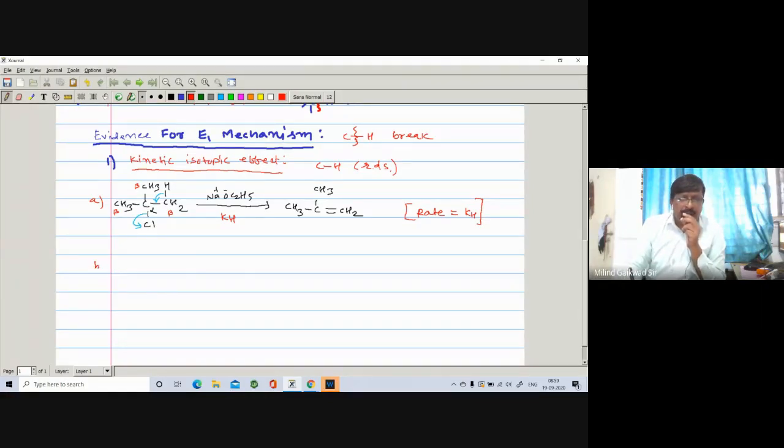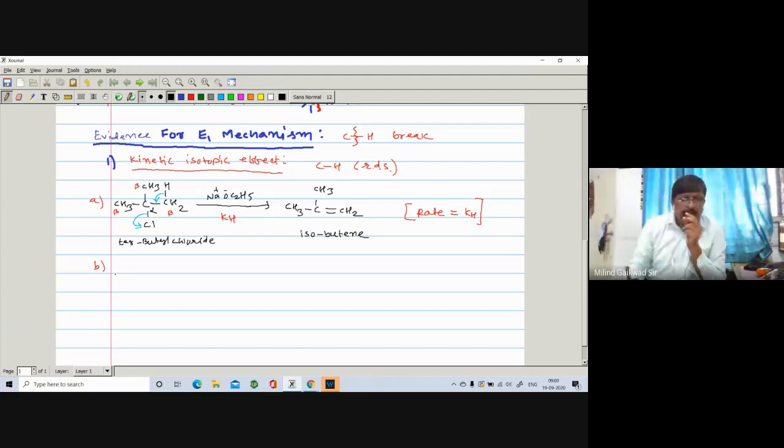Now we make some modification, and we'll see the same example. What is the name of this compound? Tertiary butyl bromide; here it is the chloride, tertiary butyl chloride. Every time try to write the name of every compound. It is isobutene, it is your isobutene.